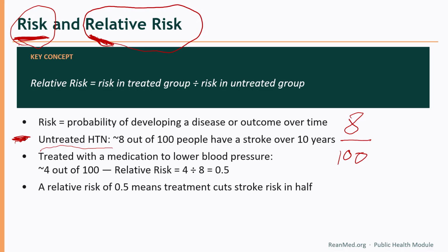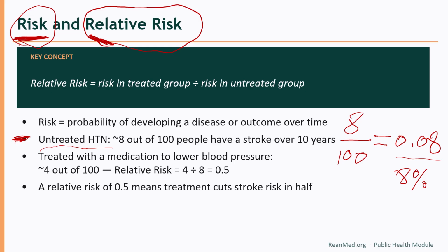So we put the number of people who had the bad outcome on top and the total number of people on the bottom. And then we divide. And 8 divided by 100 is 0.08. Or we can make it into a percent. We take this number and multiply by 100, and that is 8%. 8% of people who don't treat their high blood pressure have a stroke.